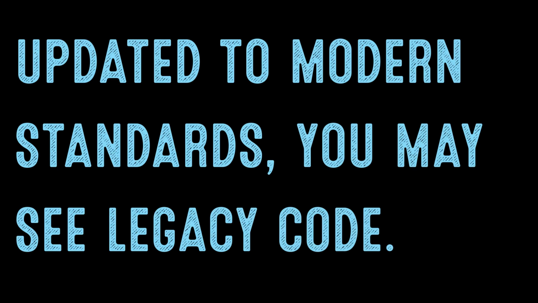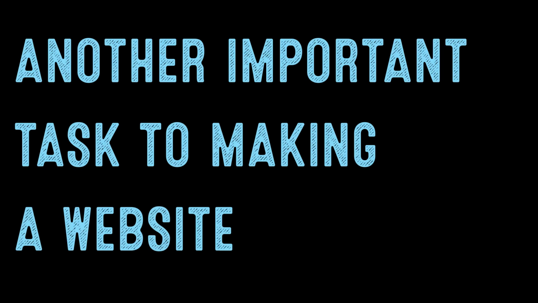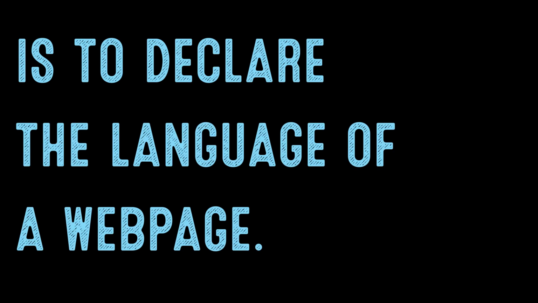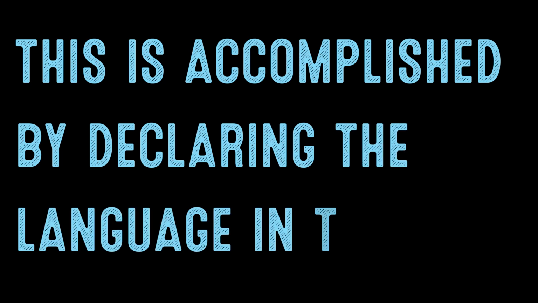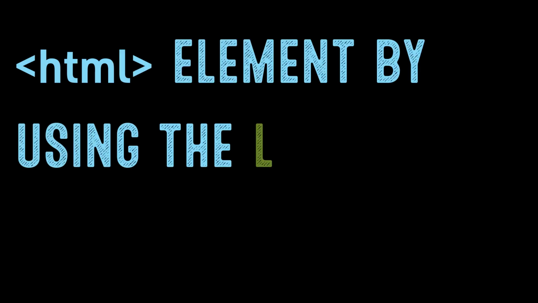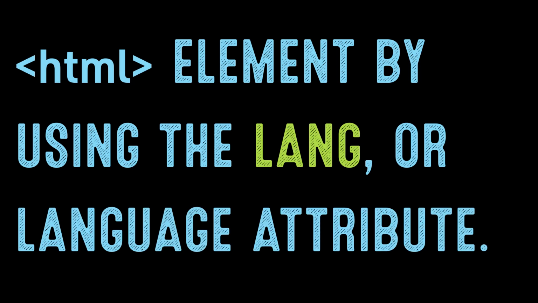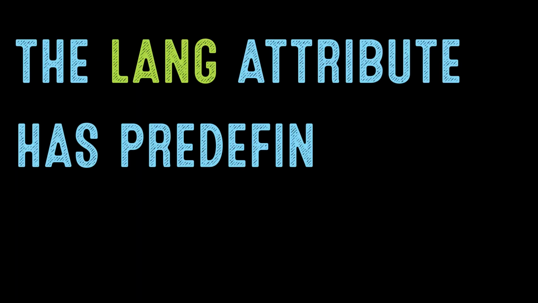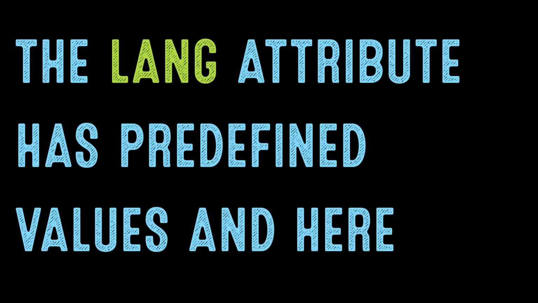If you are viewing an older site that has not been updated to modern standards, you may see legacy code like this. Another important task to making a website accessible is to declare the language of a web page. This is accomplished by declaring the language in the HTML element by using the lang or language attribute. The lang attribute has predefined values, and here are a few examples.